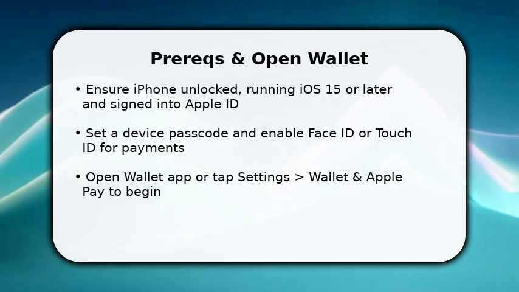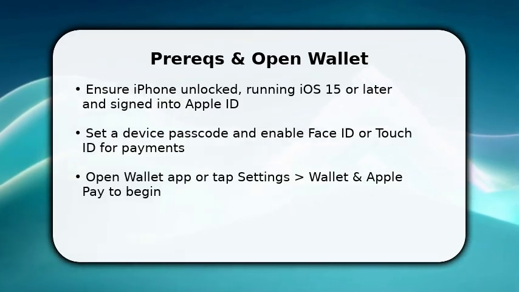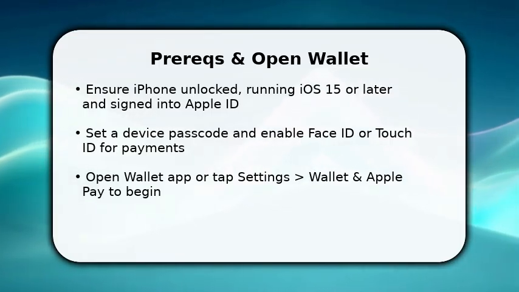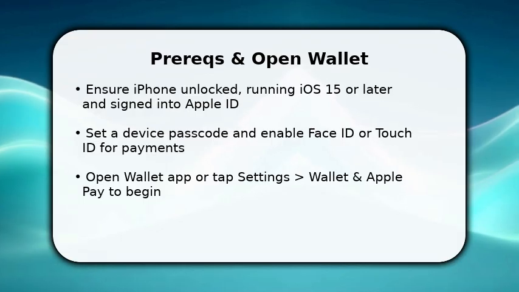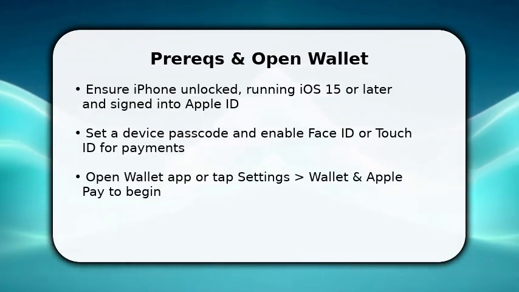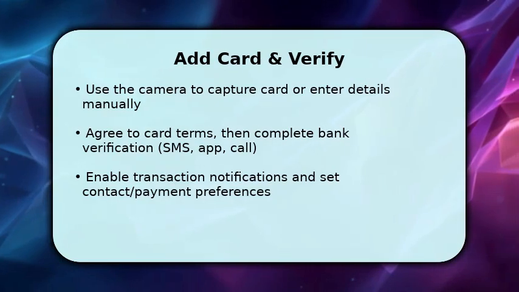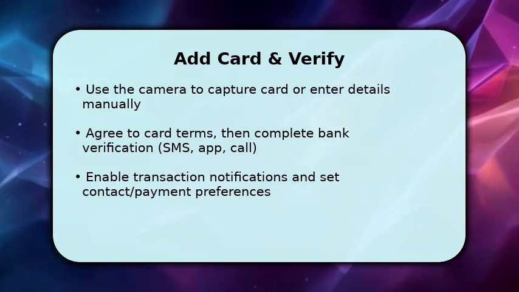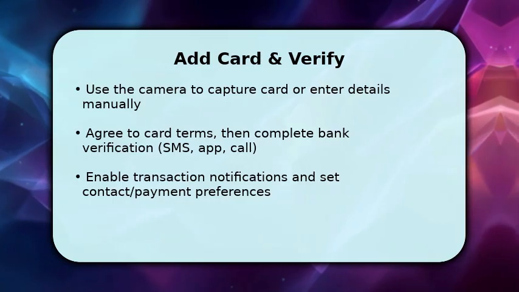Make sure Face ID or Touch ID is set up. Apple Pay relies on biometric or passcode authentication. Now tap the plus button in Wallet to add your first card and move to data entry. Point the camera at your card or choose manual entry and type number, expiration, and CVC. Include billing address exactly as the bank has it.